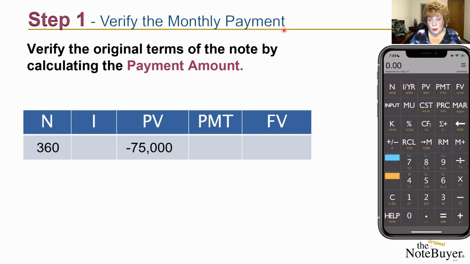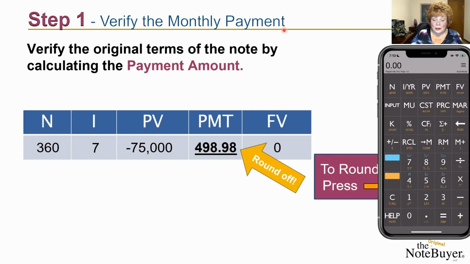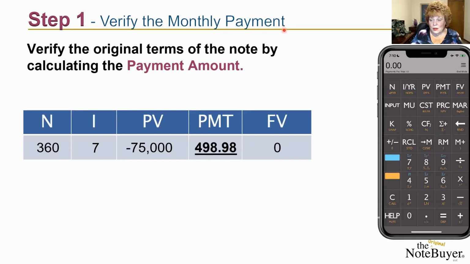And they said it was amortized over 30 years. So we put 360 into N and 7 into I, that's 7% interest. It's fully amortized, so 0 would go into future value. And all you have to do is press payment, and we see that the payment would be $498.98.